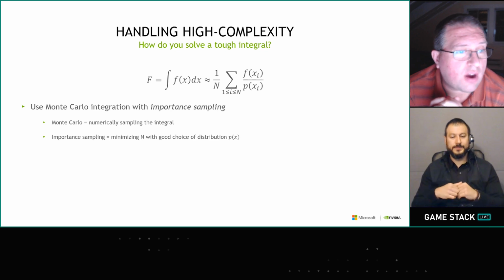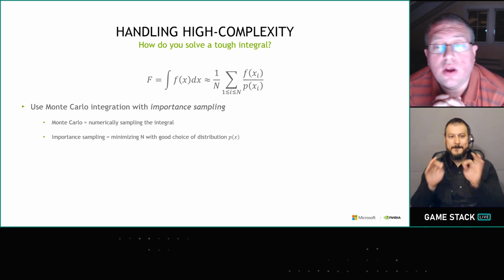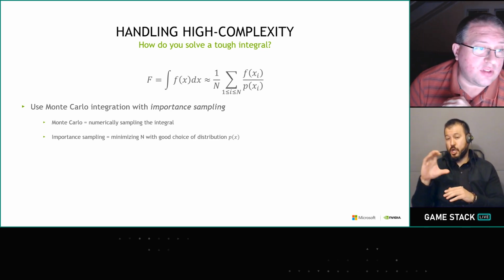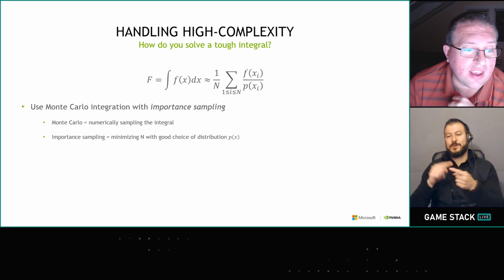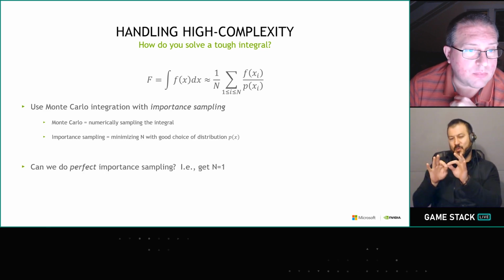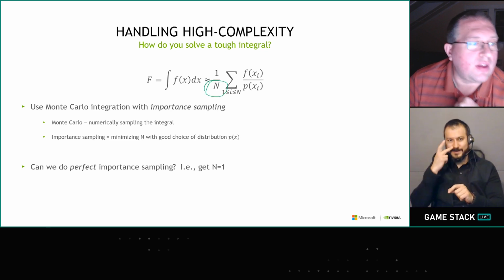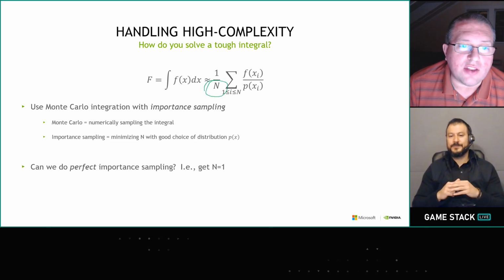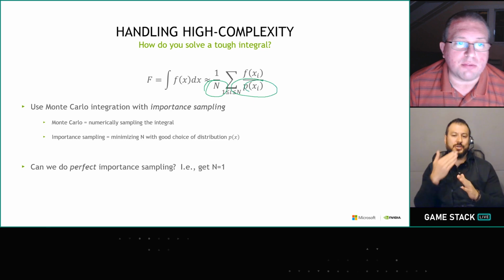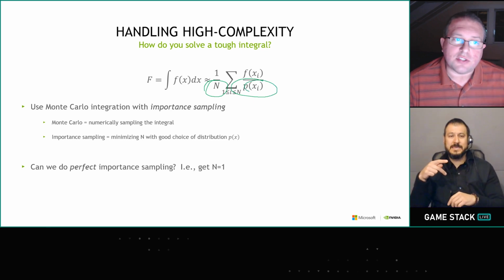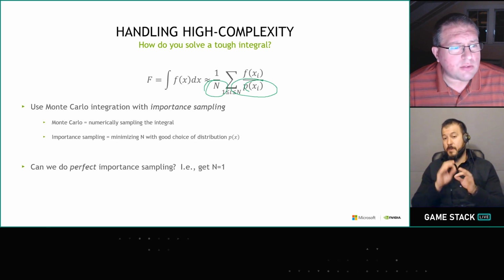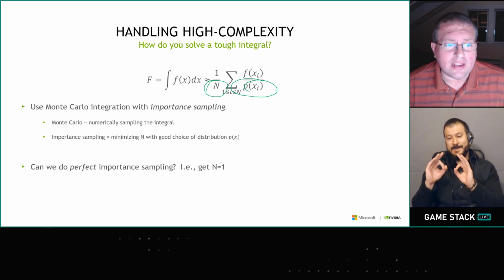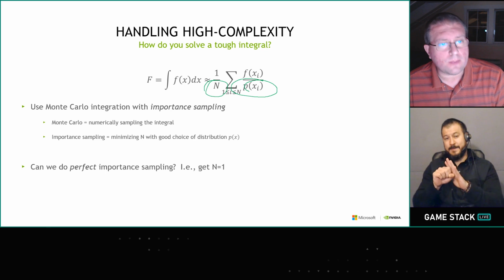Of course, you often use this with importance sampling, where Monte Carlo is the numerical sampling of the integral, and importance sampling is to try to minimize the n value here. Let me highlight it there. Try to minimize the n there, and you do this by picking a good distribution p to minimize this n. An important question for real-time rendering is, can we do perfect importance sampling? Meaning, can we get n down to 1?